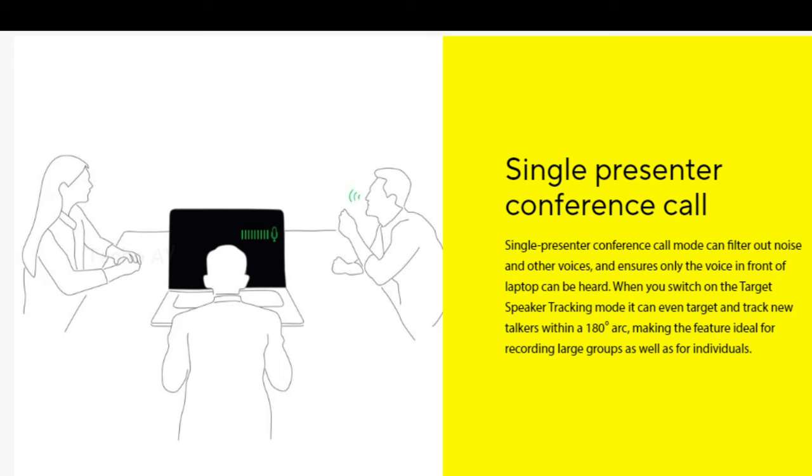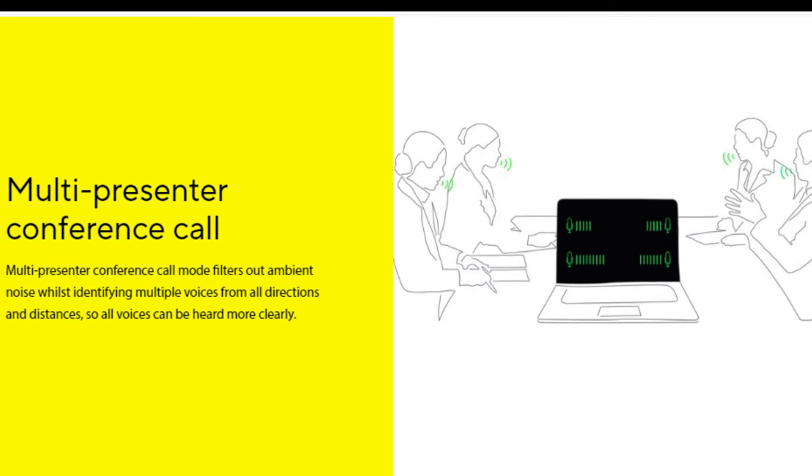When you switch on the target speaker tracking mode, it can even target and track new talkers within a 180 degrees arc, making the feature ideal for recording large groups as well as for individuals. Multi-presenter conference call mode filters out ambient noise whilst identifying multiple voices from all directions and distances, so all voices can be heard more clearly.